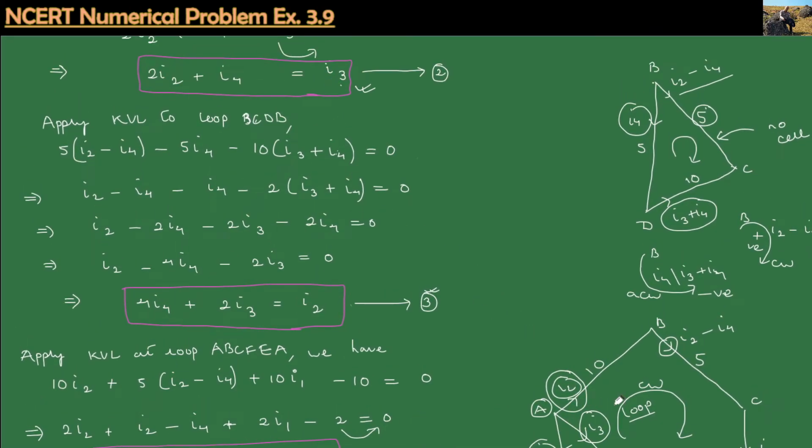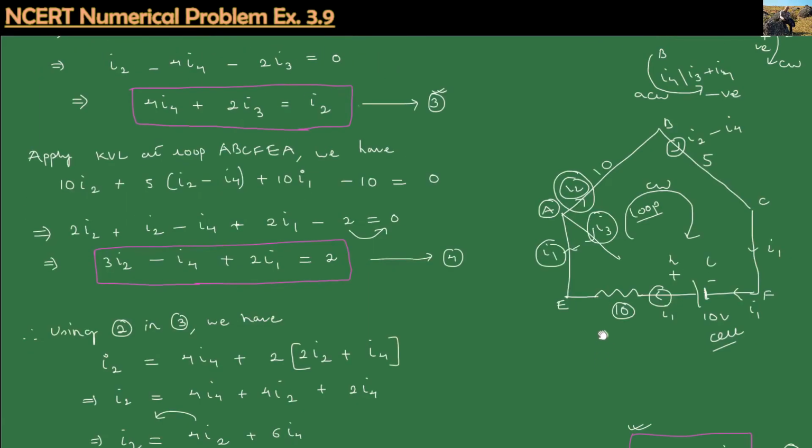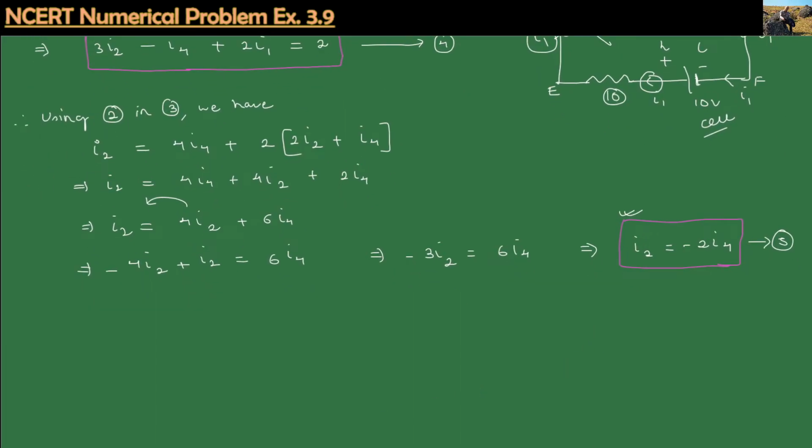How will you find this current I3? By substituting in equation number 2. So on equation 2, this will be the value of I3. I3 will take this value, 2I2 plus I4. Then we will use this value of I2 over here to find out how much is I3.